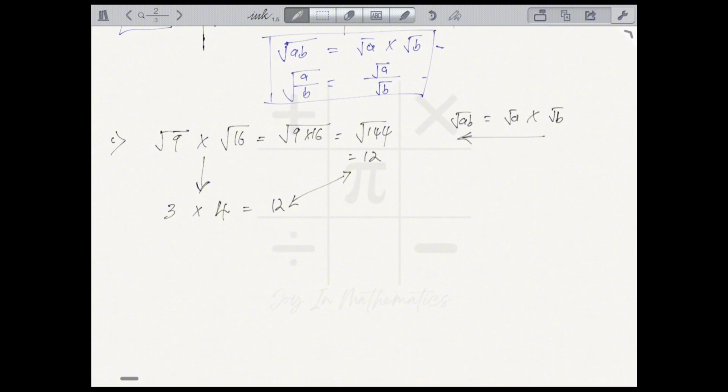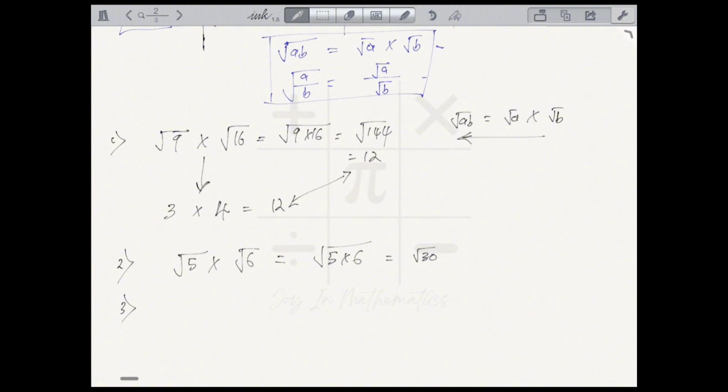Alright, so let's take another example. We are given root 5 multiplied by root 6. Now, if you follow the first law of surds, the one that involves multiplication, we can say that this is equal to root of 5 multiplied by 6, and this is equal to root 30.